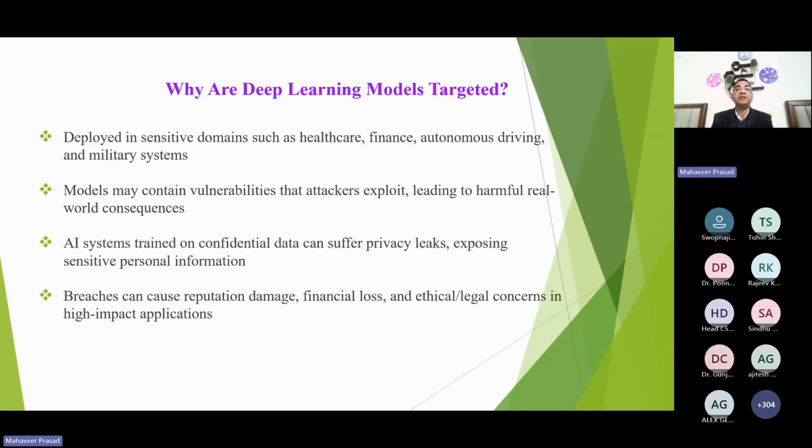Okay, so why are deep learning models targeted? Because, as I told you, they are deployed in sensitive domains such as healthcare, finance, self-driving cars, and military systems. Models may contain vulnerabilities that attackers exploit, leading to harmful real-world consequences. AI systems trained on confidential data can suffer privacy leaks, exposing sensitive personal information, and a breach can cause reputation damage, financial loss, and ethical and legal problems. There are so many things.